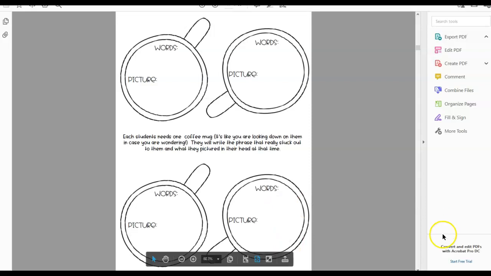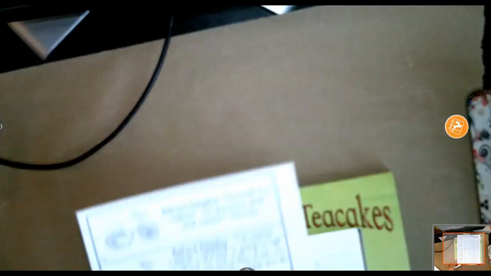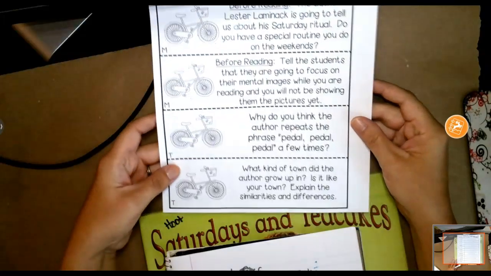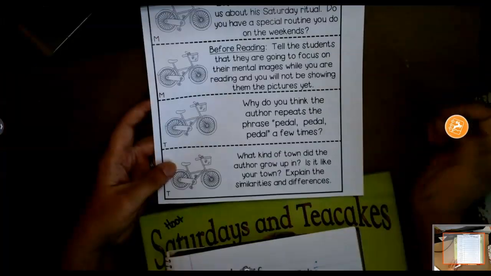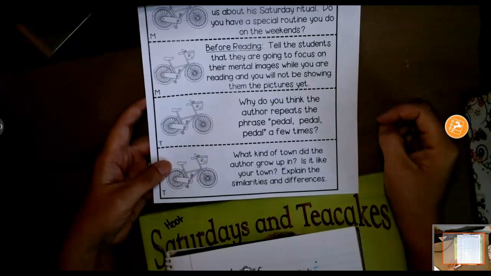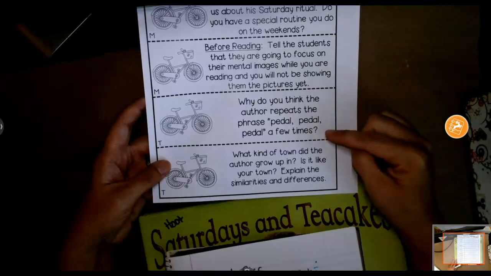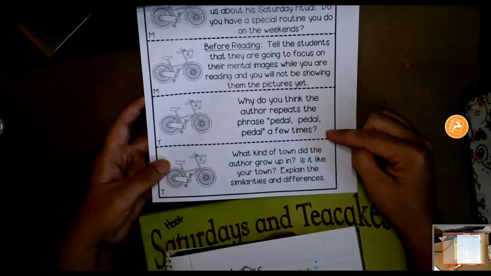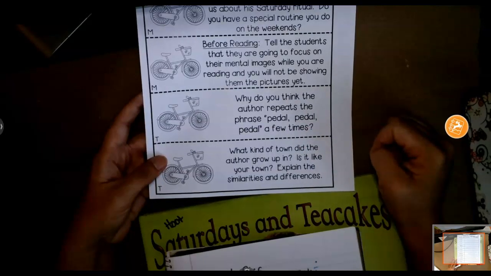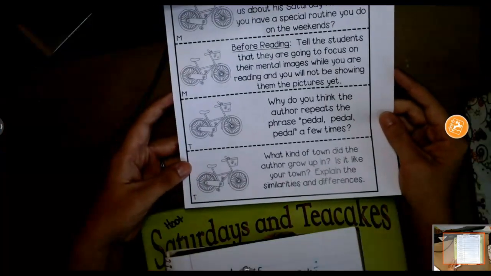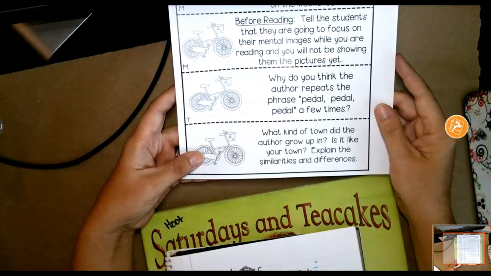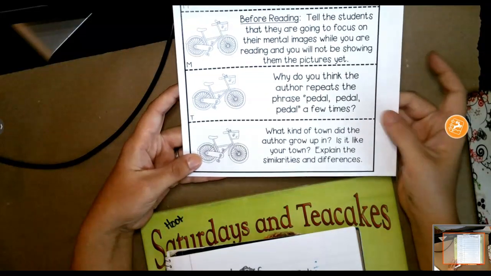You also will have to do some questions in your notebook. So I will post these in Seesaw, but I want you to be thinking of these as you listen to the story again. Why do you think the author repeats the phrase pedal, pedal, pedal a few times? So what do you think he's doing there? Why is he having to say that word over and over again? Now, if you remember, the little boy probably wasn't riding his bike a short distance. So think about that as you're recording your answer.